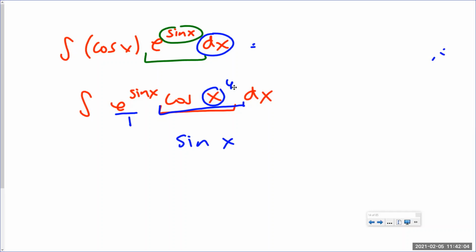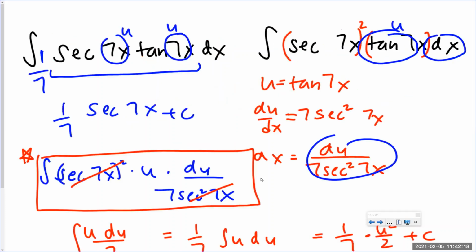No. So that means u is not x. Does that make sense? That means go find another u. And it turns out you have to swap these to actually get your u to be sine x. Does that make sense, guys? So if you pick the wrong u, all you do is go back and find another u.